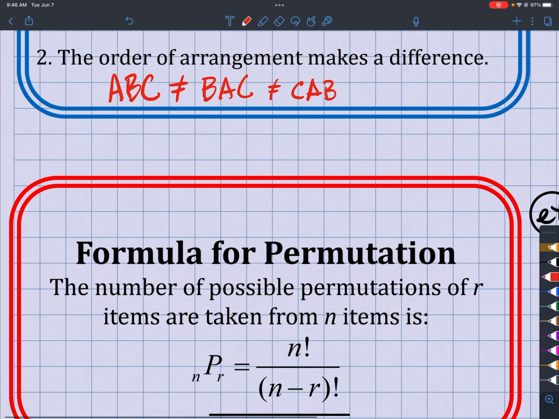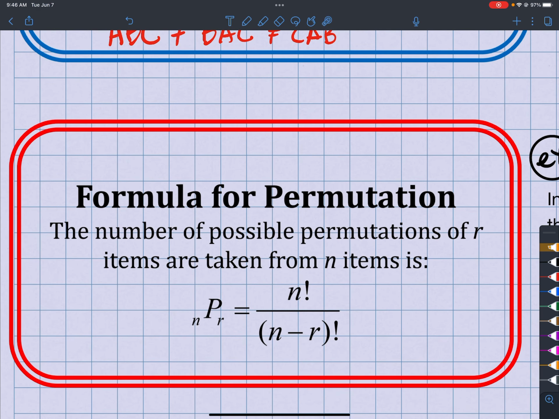All right, and the formula for permutation is this right here, where n is the number of items and r is the number of possible permutations. Okay, so for example, you have 12 cars and you want to pick 3 of them, right? So that is the formula, which is n factorial, which comes from the number of items that you have, and then n minus r, okay? So how many you're going to pick is the r, okay?